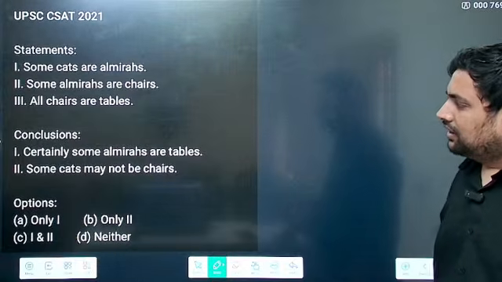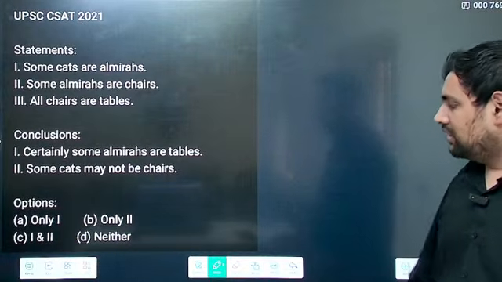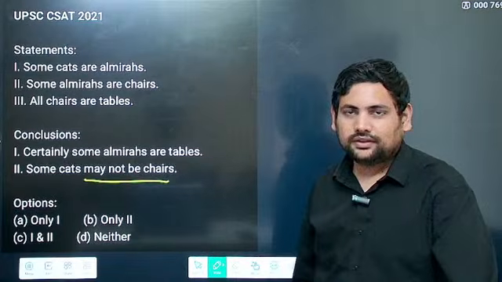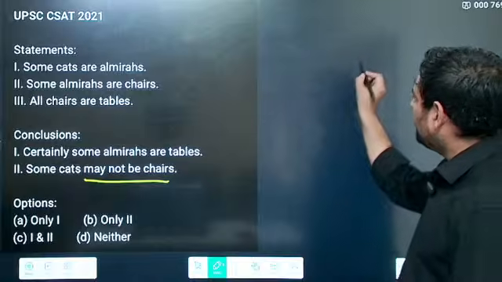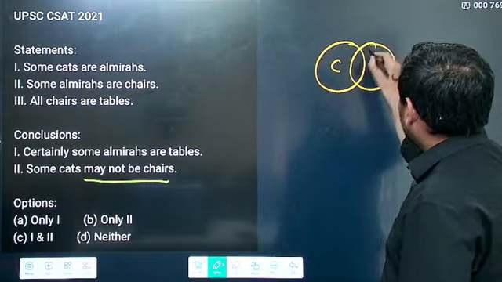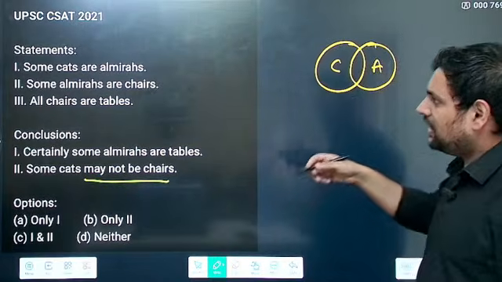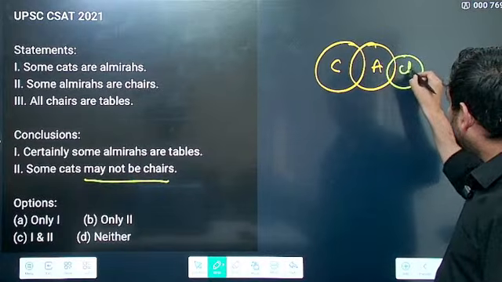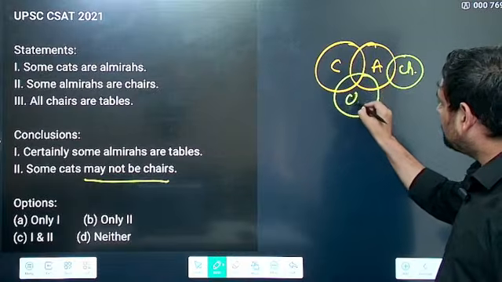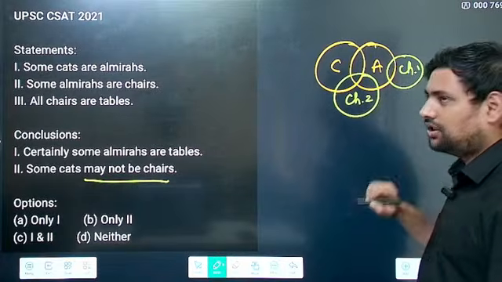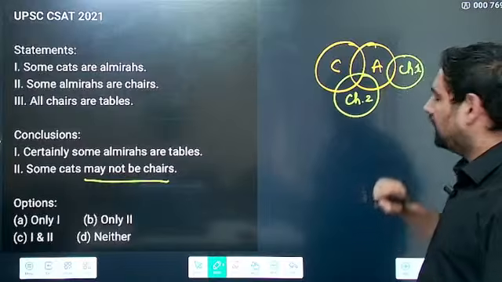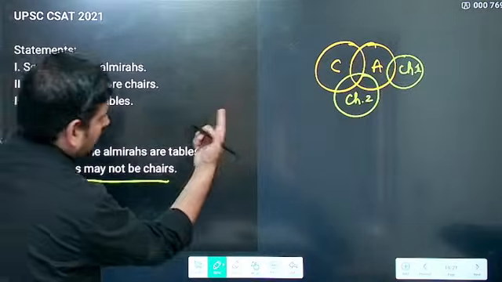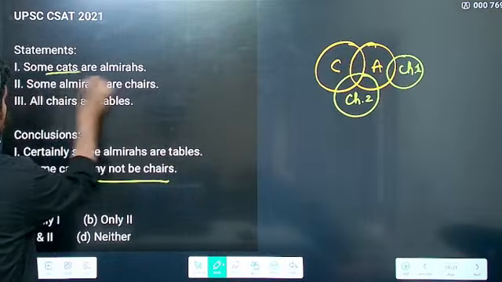Then now this is a me kind of question. See, some cats are almirahs. So this is cat, this is almirah. Fine. Some almirahs are chairs. Now again I will have two possibilities. Chair, once I will draw like this, once I will draw like this. This is chair 1, this is chair 2. Correct? Now some cats are almirahs, some almirahs are chairs. This is done.